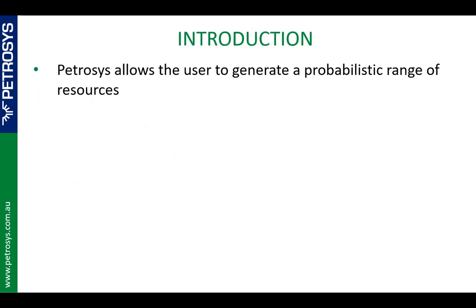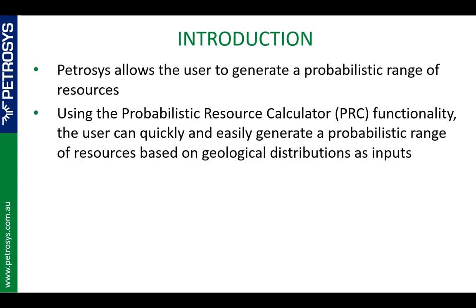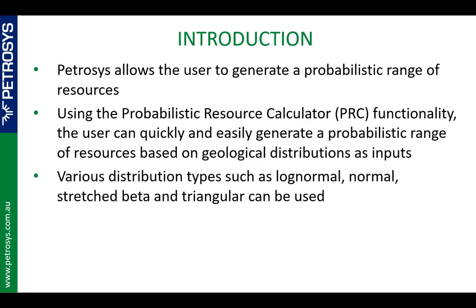So the introduction. Petrosys allows users to generate a probabilistic range of resources. Previously, this was only allowed within the PLDB functionality add-on for Petrosys, and now I've added that into the Probabilistic Resource Calculator. So the PRC allows users to quickly and easily generate a probabilistic range of resources based on the geological distributions as inputs. So any of our users that have the Volumetrics and a DAC Connect license can now use this.